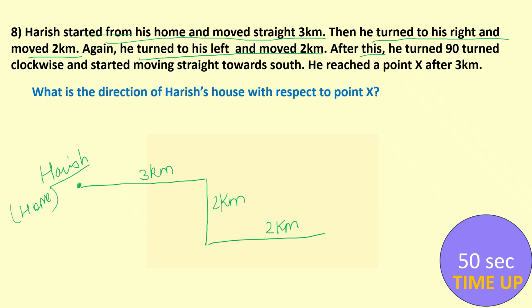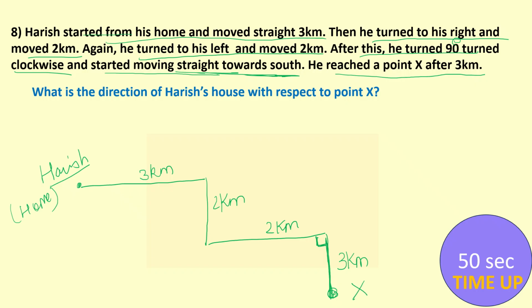Next, after that he turned 90 degrees in the clockwise direction and started moving straight towards south. Okay, 90 degrees he will move and he will move towards the south direction. Straight in the south direction. So it will come here like this, correct? So he reached a point X after 3 kilometers. So 3 kilometers he walked and he reached point X.